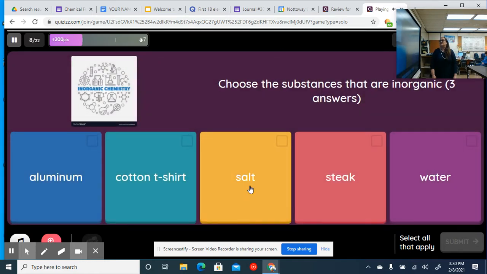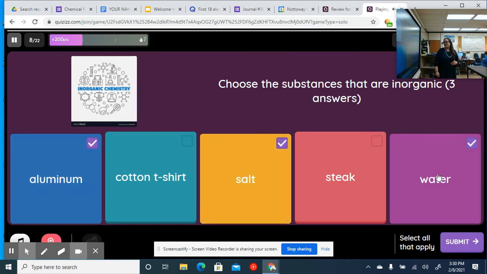All right, choose substances that are inorganic, and there's 3 things to choose. So it's going to be things that are non-living, like aluminum and salt and water. None of those things are alive or made from living things.